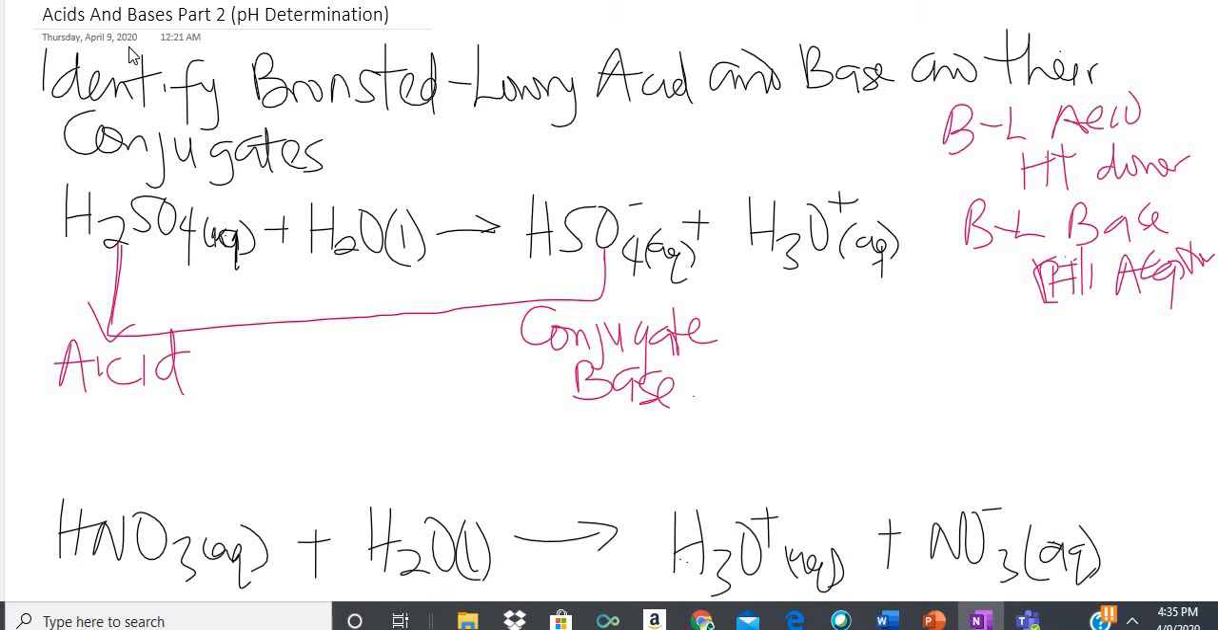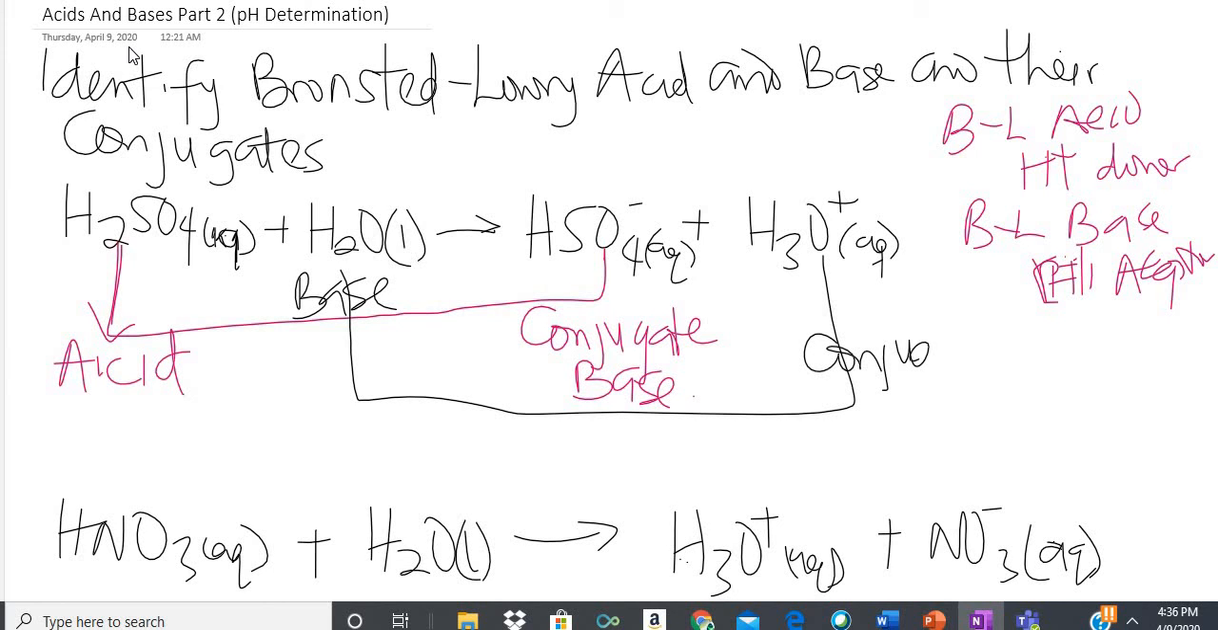This water here has accepted the proton that was donated from H2SO4 to become that. So it became the base, and this becomes the conjugate acid.